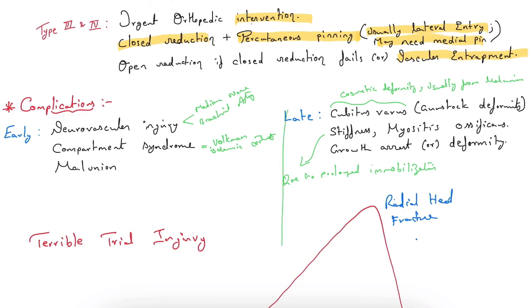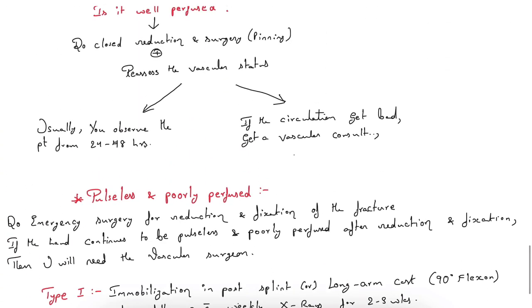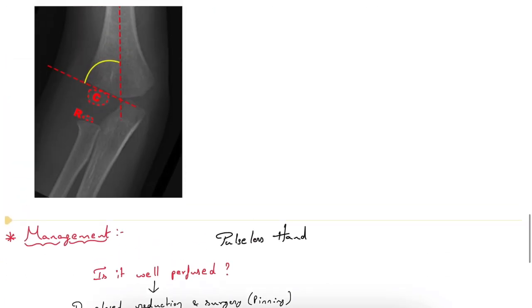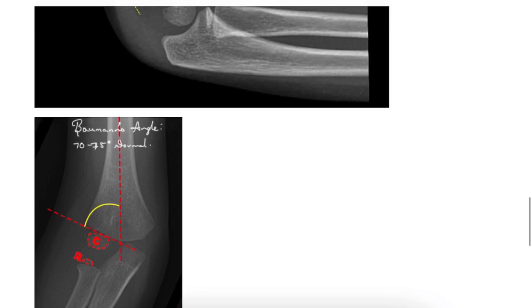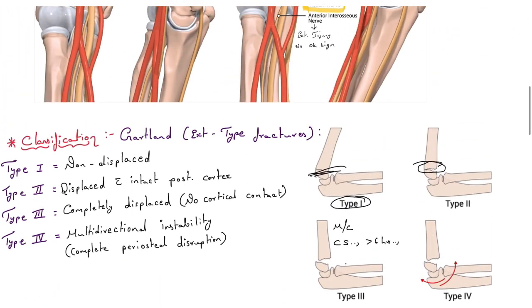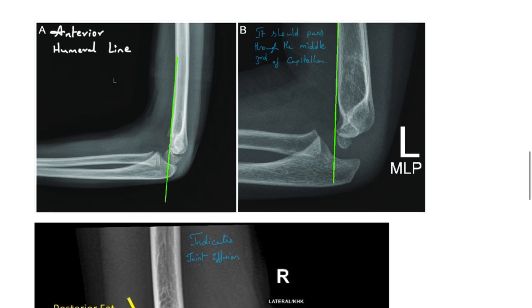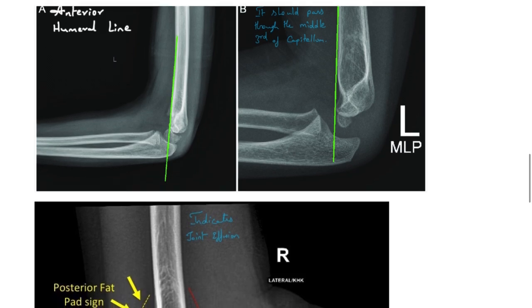So guys, we discussed here supracondylar fracture of the humerus. We discussed some introduction and anatomy, then mechanism of injury, and we have some classifications. The classification we called Gartland extension type of fractures. Total 4 types of fractures we discussed, and we discussed some clinical features, radiology, how we have to do management, and what complications we can see in this patient.